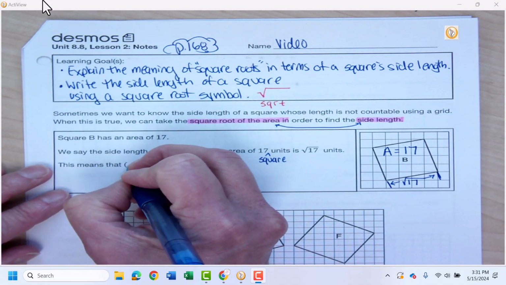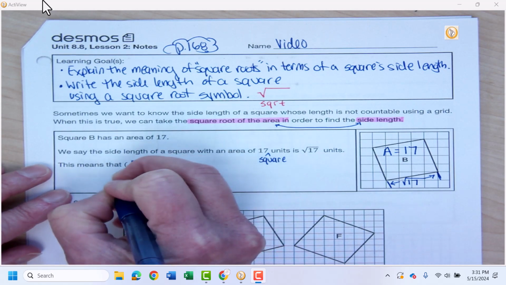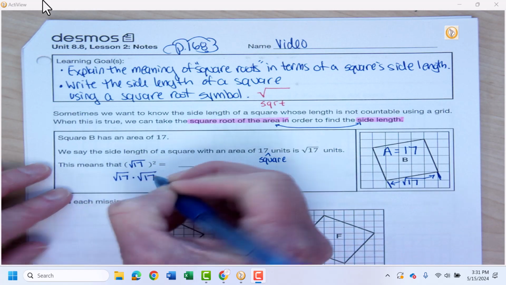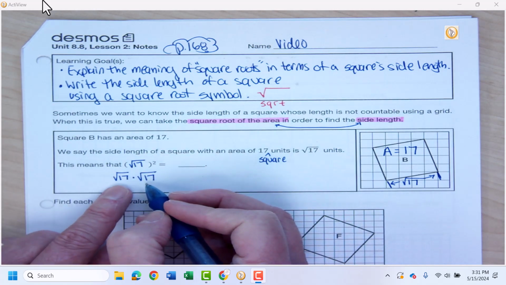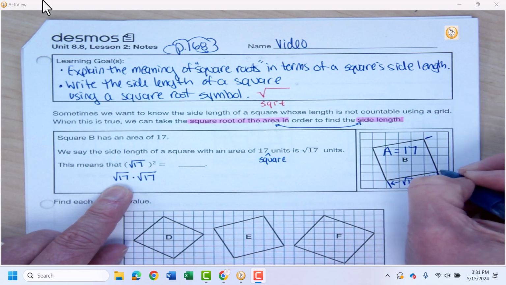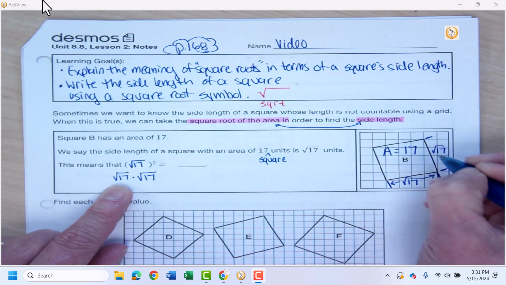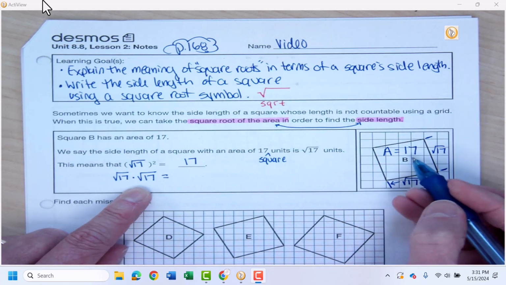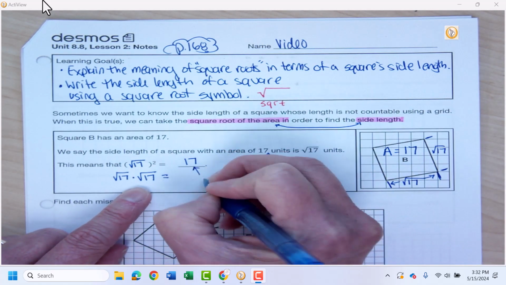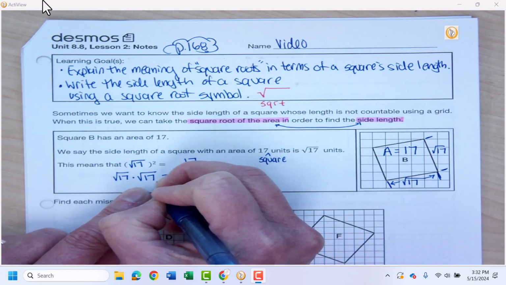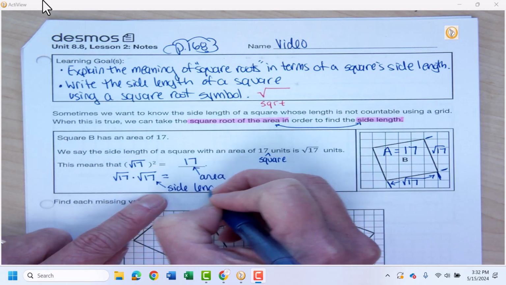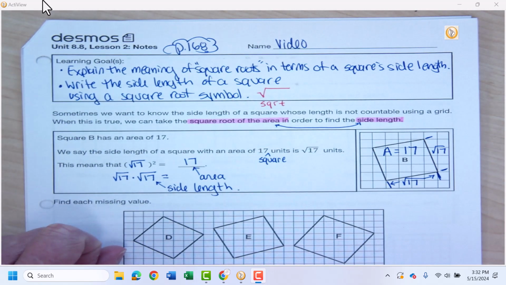So what that means is that if I take the square root of 17, the length of one side, and multiply it by the square root of 17, because squares have all the same sides, draw it over here, multiplying those two sides together should give me this area, 17. This is an area, that's the side length, or an expression for the side length. Let's take a look at a few squares and just get used to that notation.